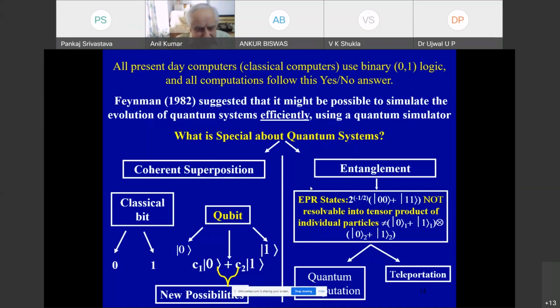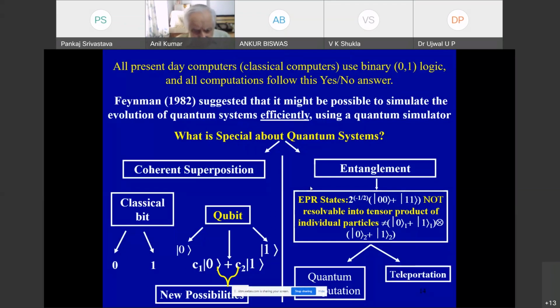very interesting: Feynman in 1982 suggested that it might be possible to simulate the evolution of a quantum system efficiently using a quantum simulator. He never talked about computing; he was only talking about simulation. But his suggestion gave rise to a lot of activity in the field of quantum information processing and quantum computing.